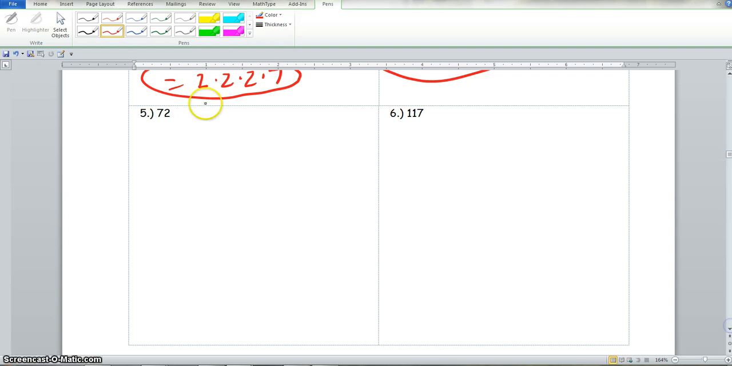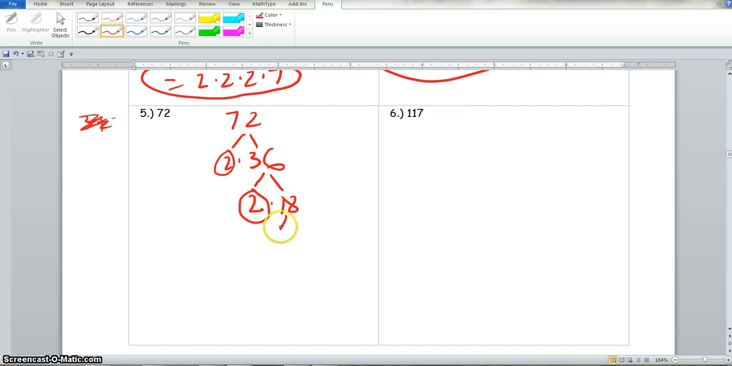Now we go here to number 5, 72. We know 2 times 36 is 72. 36, we can still divide by 2 because it's even. So it'd be 2 times 18. And 18 breaks down to 2 times 9. And we know 3 goes into 9. 3 times 3 is 9. So our final answer is three 2s and two 3s.